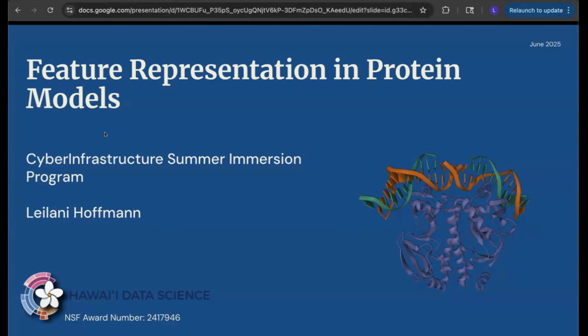Okay, so hi everyone. My name is Leilani, and I am a rising senior studying cell molecular biology and data science. So for my project this summer, I decided to look at feature representation in protein models.